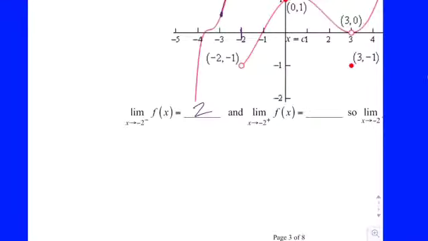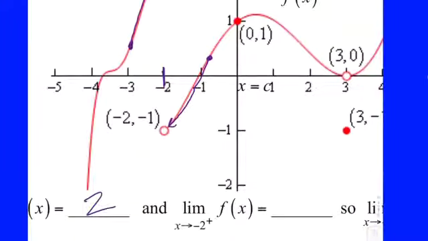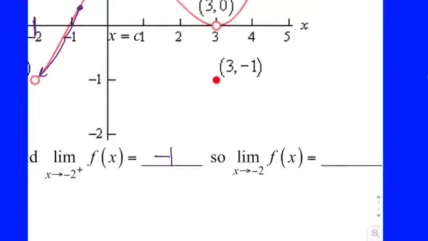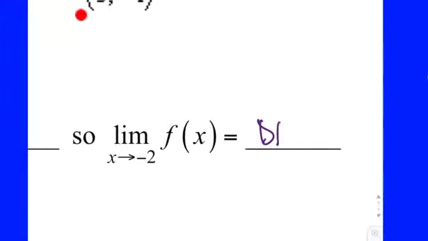Positive 2. And then approach negative 2 from the right: hop on the graph somewhere to the right, start heading back towards negative 2. The graph is taking you towards what y value? Negative 1. Again, the limit doesn't care if it's a solid dot or an open circle. We're talking about roads here. What can we say about the general limit then? It does not exist. Good.